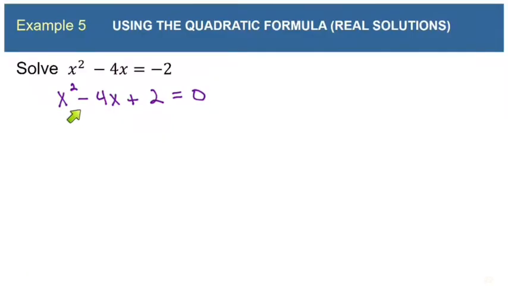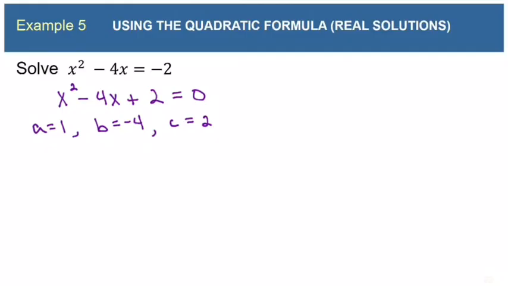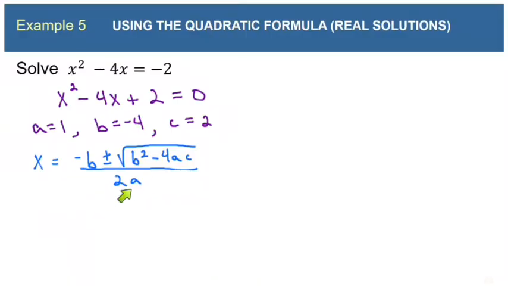Now that I have all three terms together on the left, I can see that a equals 1, b equals negative 4, and c equals 2. And now let's go ahead and plug into the formula. Now remember, you need to memorize the formula, but I'm going to go ahead and copy it for us here since this is our first time. And the formula, remember, is x equals negative b plus or minus the square root of b squared minus 4ac all over 2a.